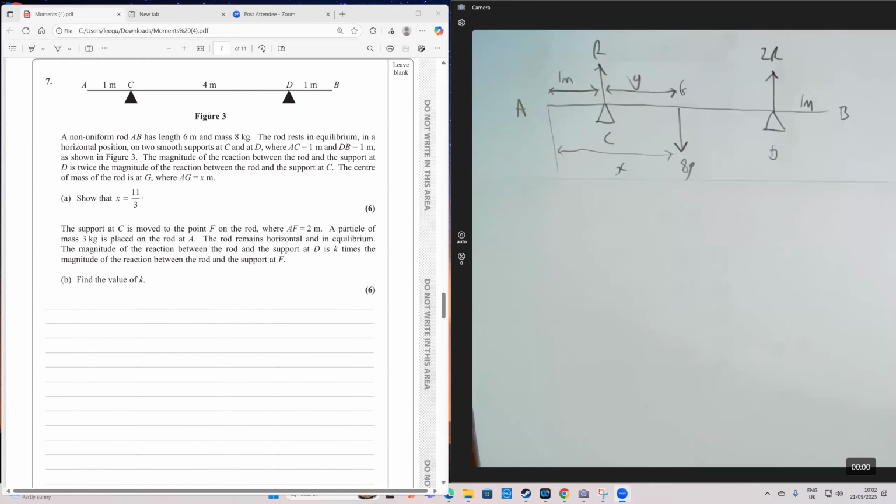Hello everyone, we've got another A2 Edexcel question on moments. So a nice 12-mark question here. So let's have a look.